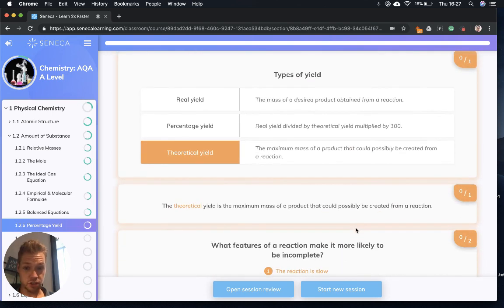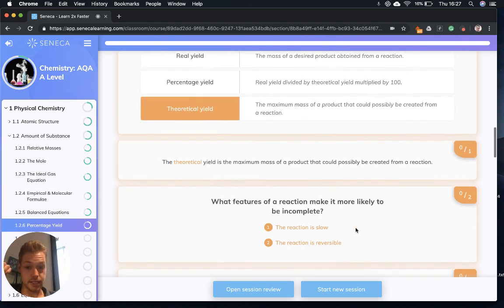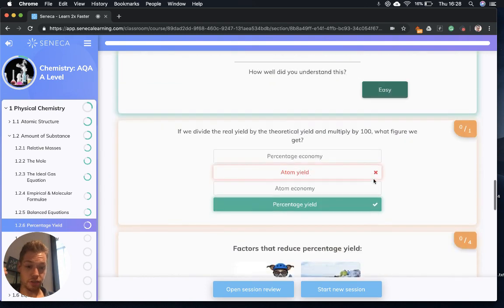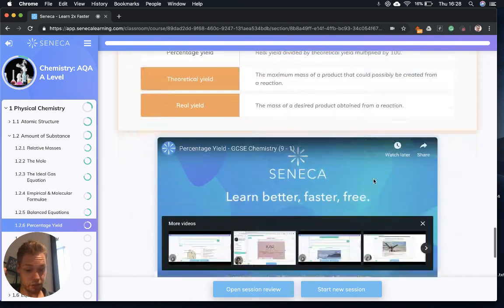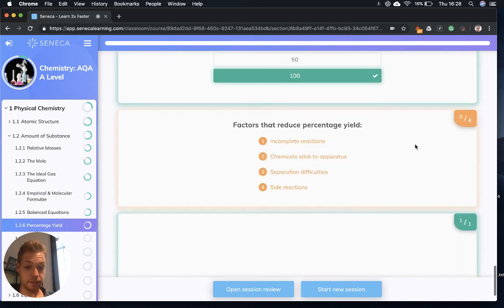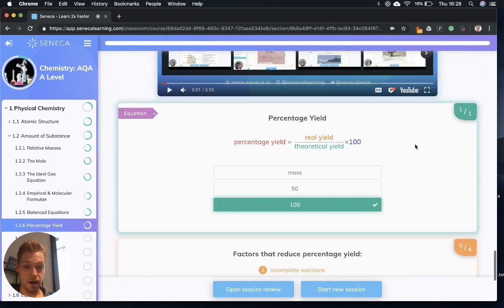Okay, so those three definitions again. Real yield, the mass of a desired product obtained from a reaction. The percentage yield, the real yield divided by the theoretical yield multiplied by 100. And that theoretical yield is the maximum mass of a product that could possibly be created from a reaction. Okay, so those are the three definitions you need to know. So the equation for percentage yield, what is it? It's real yield divided by theoretical yield times 100.